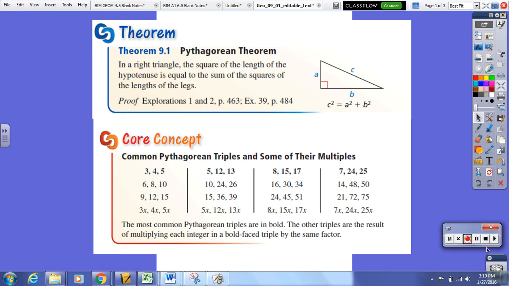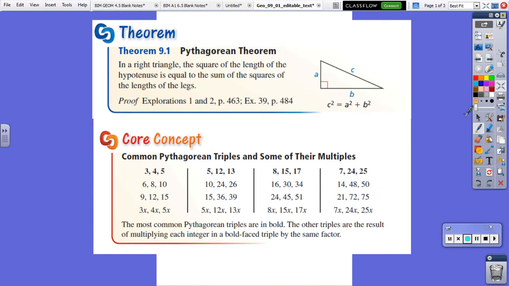Alright, these are the 9.1 video notes. So, we're going to start with the Pythagorean theorem. Hopefully you know this one. It is a squared plus b squared equals c squared.